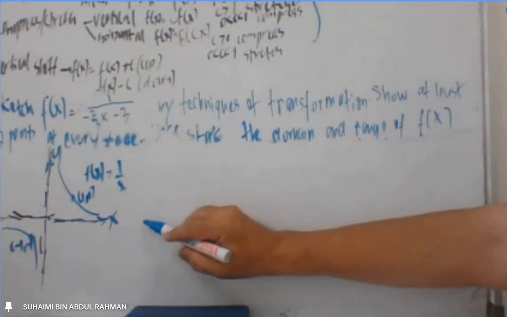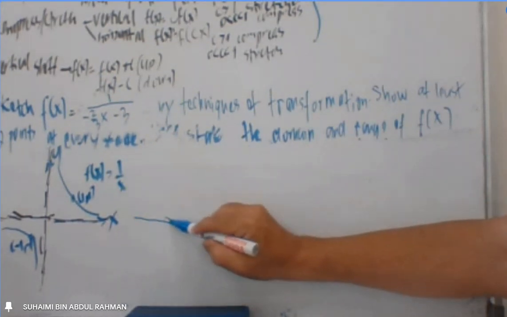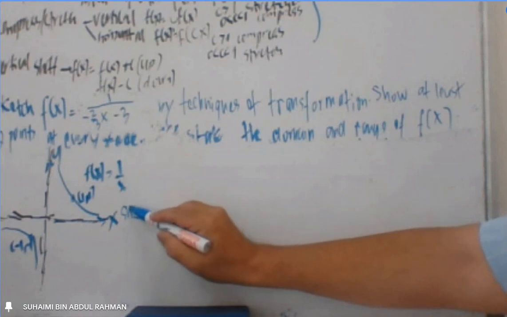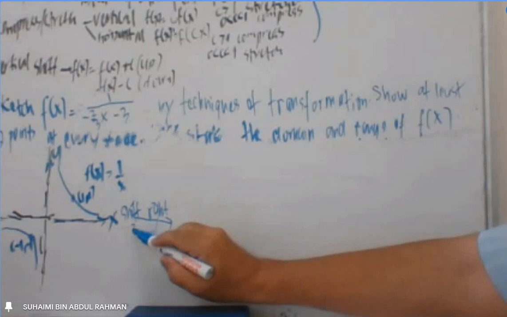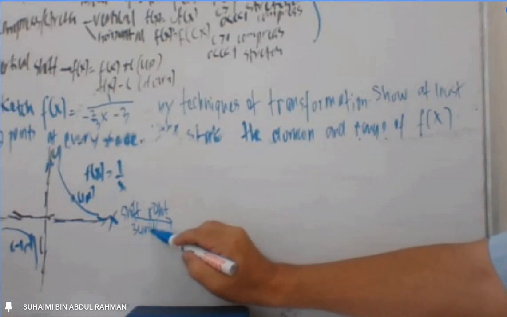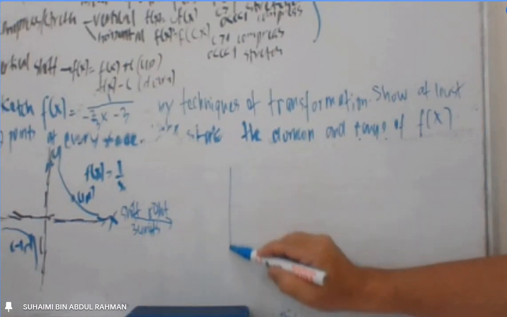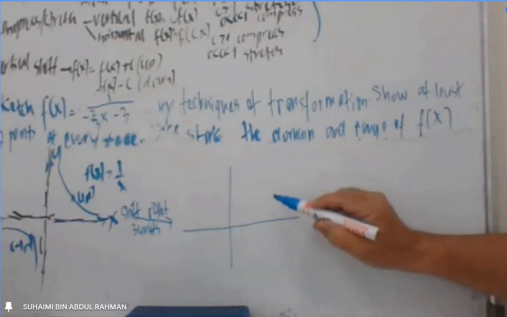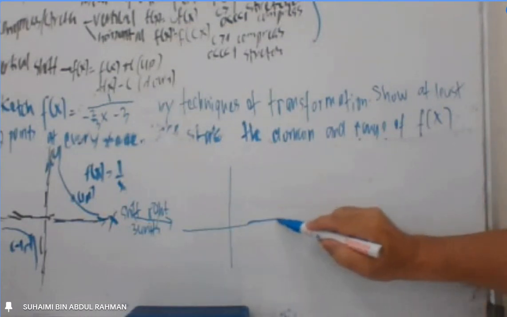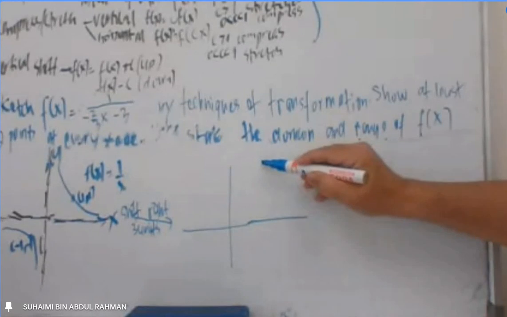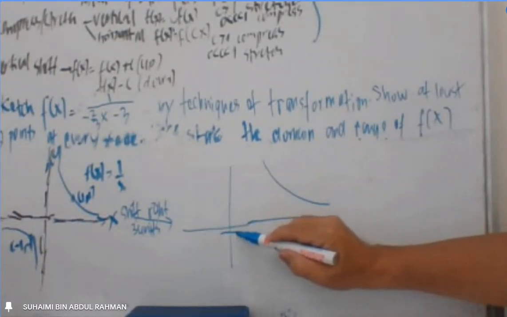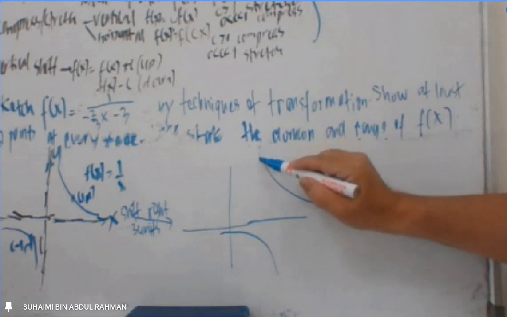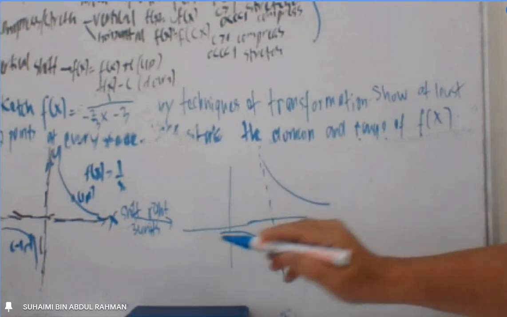Therefore, we write shift right 3 units. So, like that, we shift to the right. Shift to the right, as it is here.